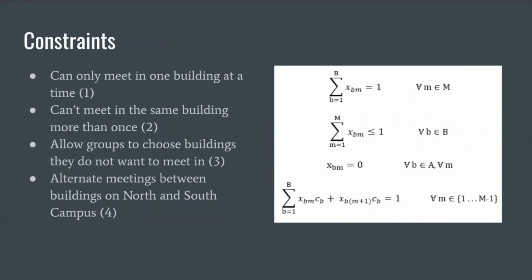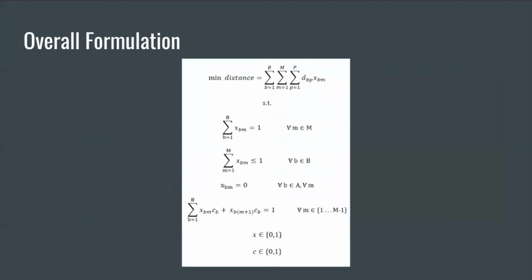We also added a few more constraints after we realized our initial problem was a little bit too simple, just to make the problem more challenging. So we said that you couldn't repeat buildings, and you would have to alternate meetings between being on North and South Campus. And then we also said that users could input certain buildings that they did not want to meet in. So this is just a look at the overall formulation.